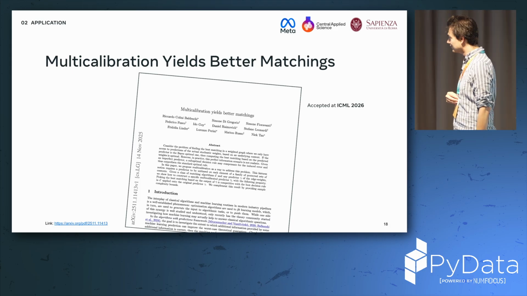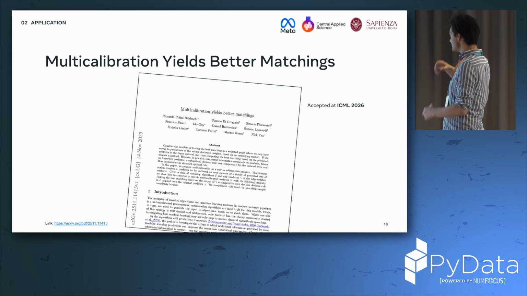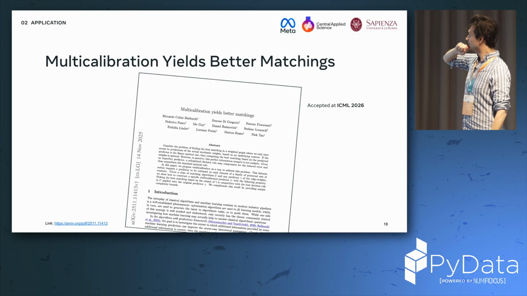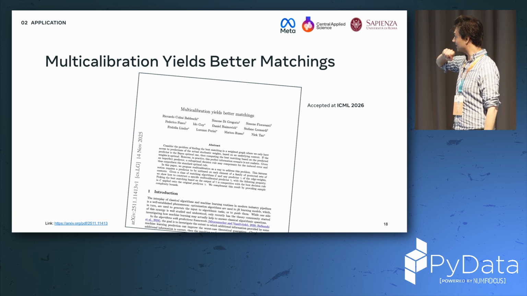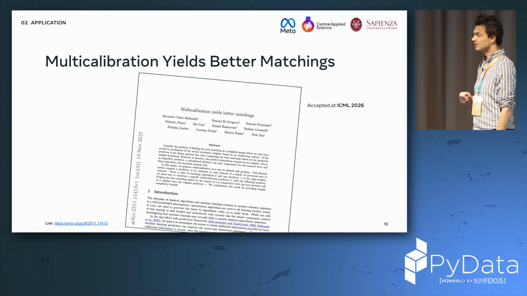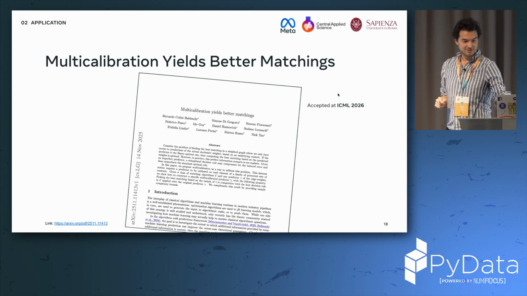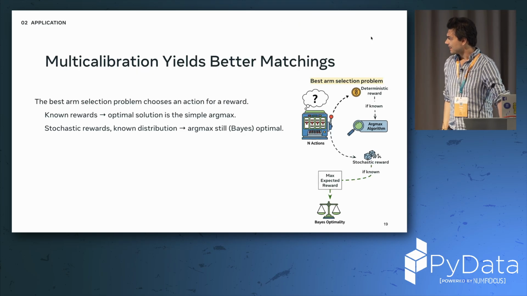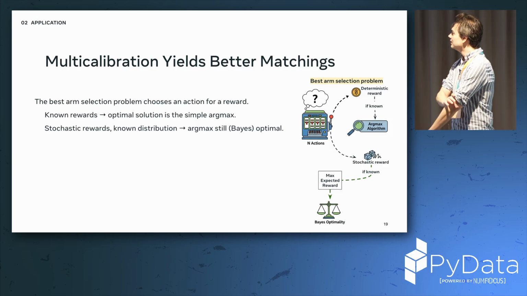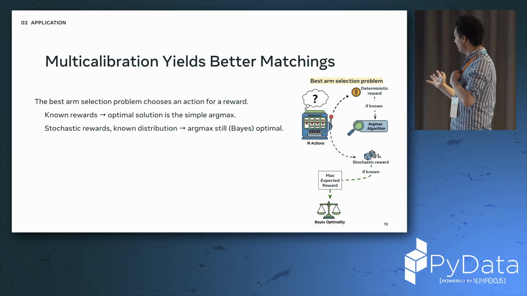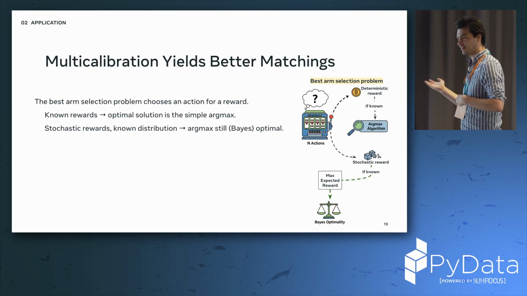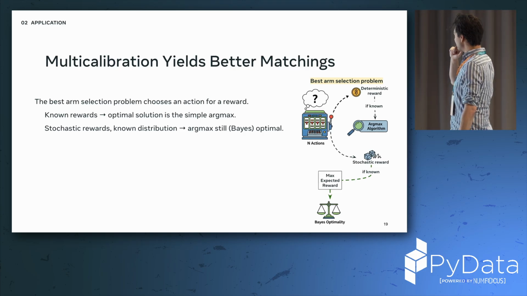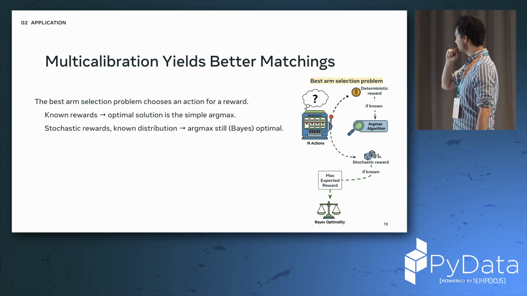We took a more theoretical approach and generalized all of these thoughts into one set of theory, which is this paper with the name Multicalibration Yields Better Matchings, which we just got accepted at ICML. It's a collaboration with a research group at Sapienza, University of Rome. Here we formulated the problem in the following way. If you think about it, it's like a best arm selection problem, right? This is a typical known theoretical model in machine learning research.